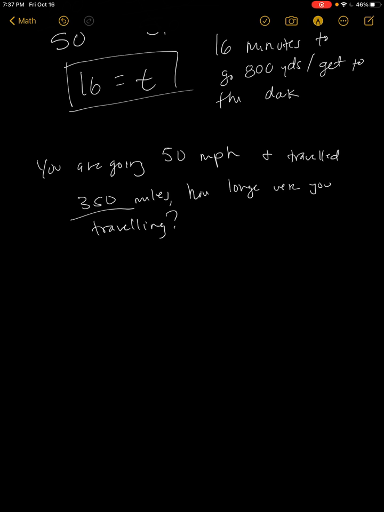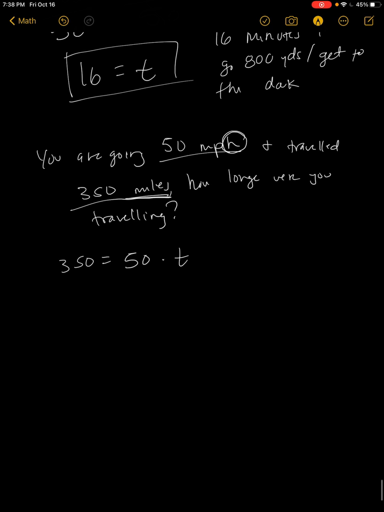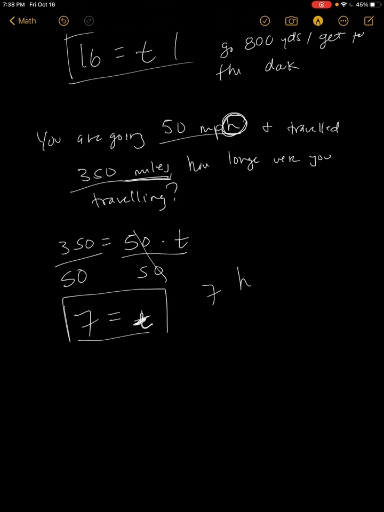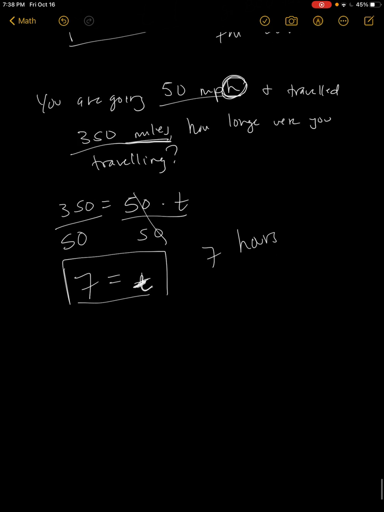Okay, so we know the distance, right? Because it's miles right here, 350. We know the rate, miles per hour. That's how you know it's a rate, it's a distance per time, right? And we want to know the time. It's going to be in hours because they already said in the problem. Divide by 50. So that should give us 7, right? So time equals 7 hours.